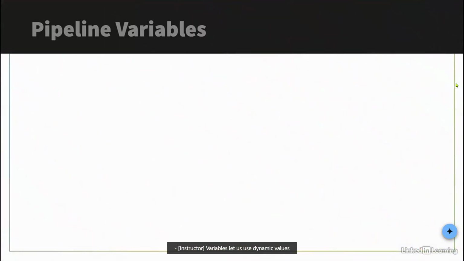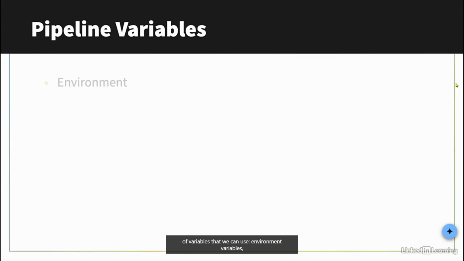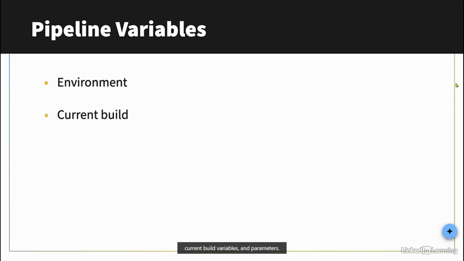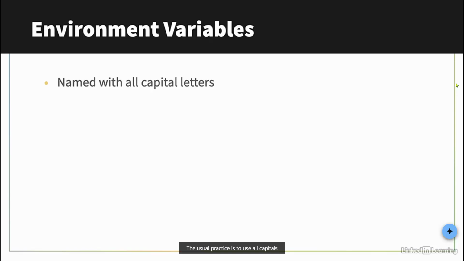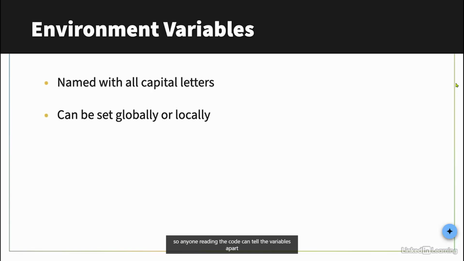Variables let us use dynamic values in our pipelines. Jenkins exposes 3 different types of variables that we can use: environment variables, current build variables, and parameters. This lesson will focus on environment variables and current build variables. We'll use another lesson to discuss parameters. The usual practice is to use all capitals for environment variable names, so anyone reading the code can tell the variables apart from the keywords, which are usually lowercase.